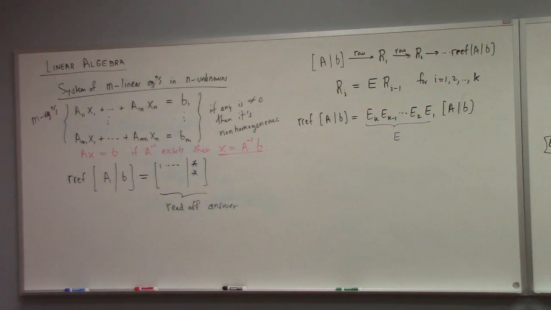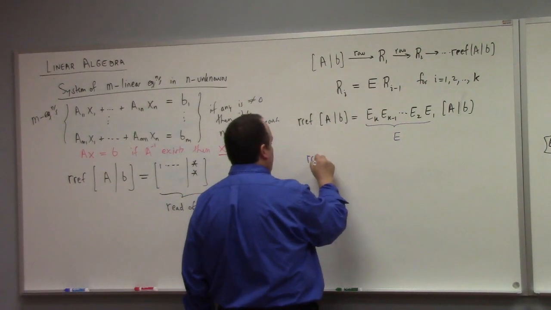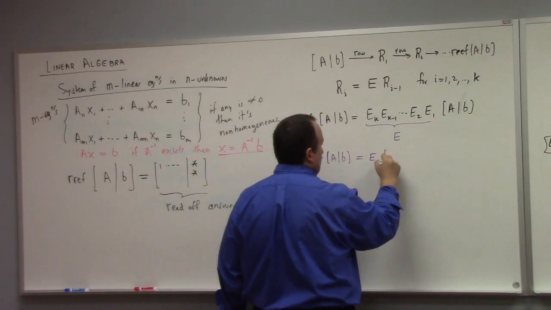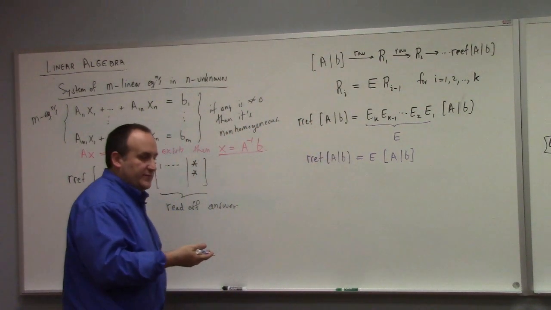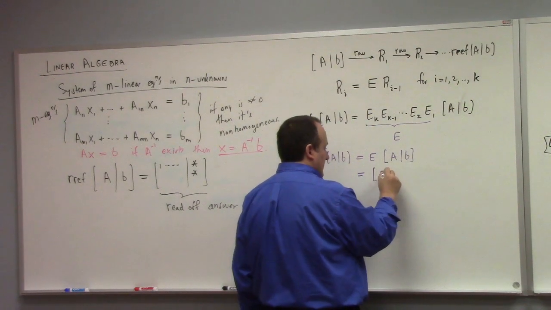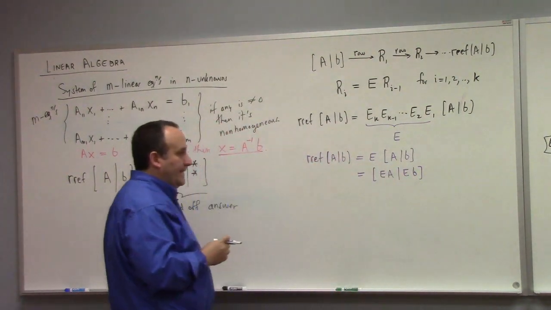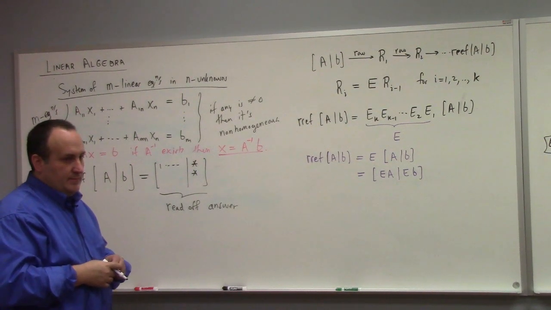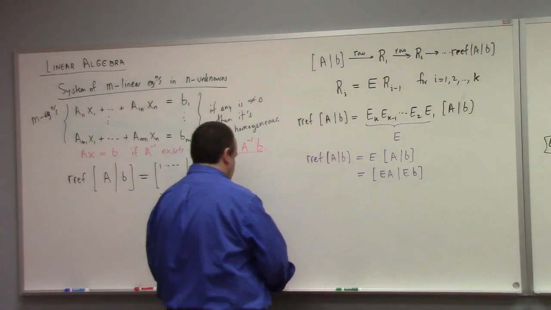Now, check this out. We have the formula RREF of [A|B] is equal to E times [A|B]. But what did the column-by-column matrix multiplication rule say? It said that this is equal to [EA|EB], right? Okay, fine.